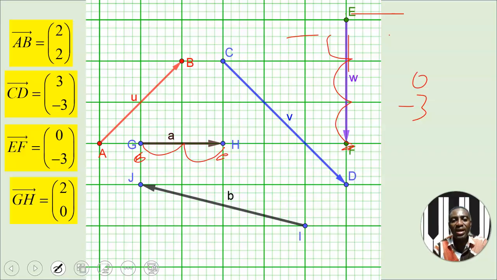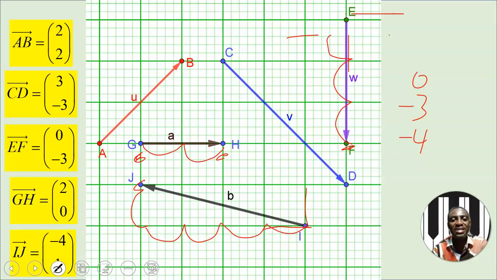Then finally with the IJ, remember I can't move up first. I must move horizontal first before I move vertical. And so I have to go 1, 2, 3, 4 on the x-axis, which gives me -4 because I'm moving backwards. And I've moved up once, and so that is +1. And so the vector becomes (-4, 1). I'm sure it makes sense.